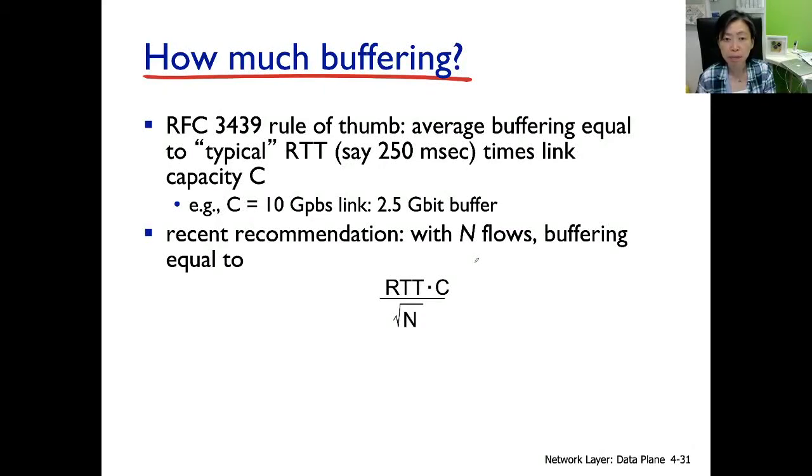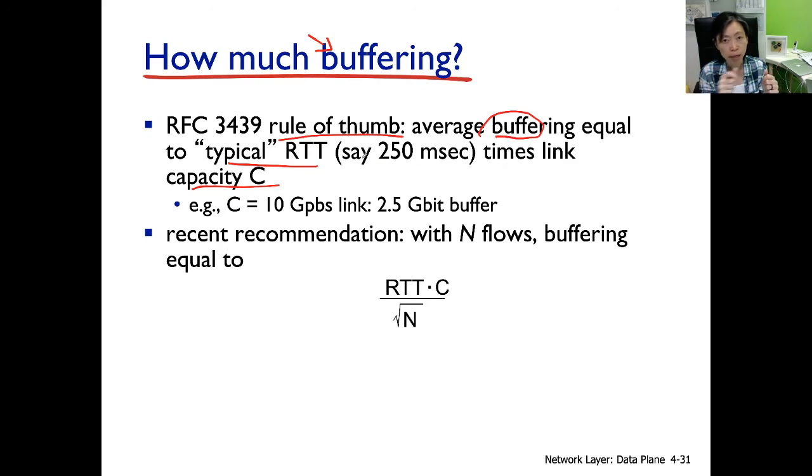And the first part of the buffer management is determining how much space is allocated to the buffer. The documentation says the buffer space should equal the typical round trip time multiplied by the capacity. The intuition behind this has something to do with how TCP does congestion control.